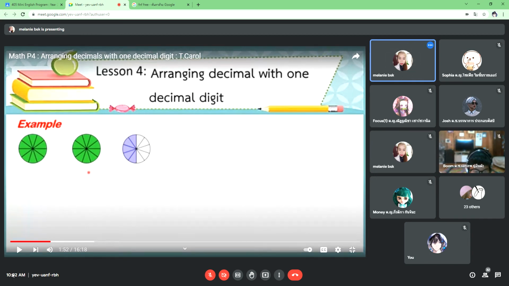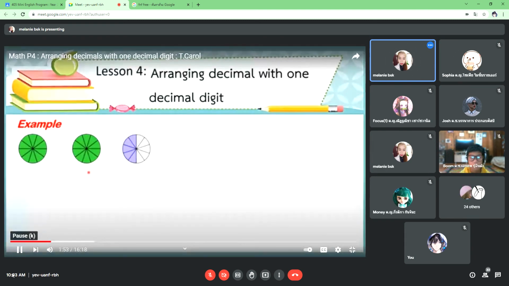Anybody? So since we have 2 circles that have all the equal parts shaded, we're going to count this one: 1, 2. So we're going to write 2, and then how many parts are shaded in here, children? How many parts? Anybody? 2.5. Okay, 2.5. Let's see if your answer is correct.